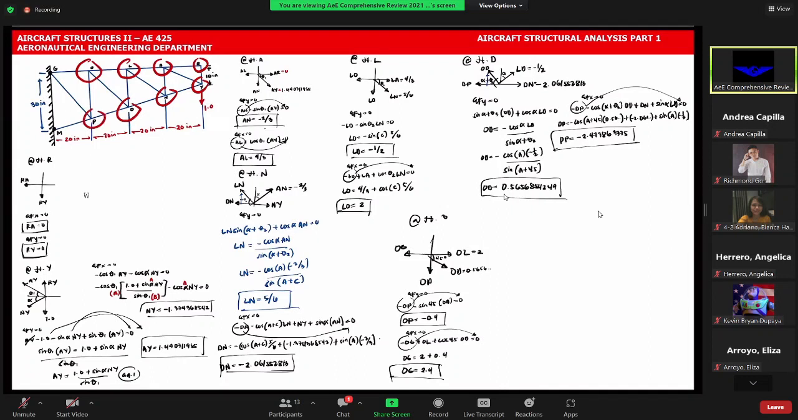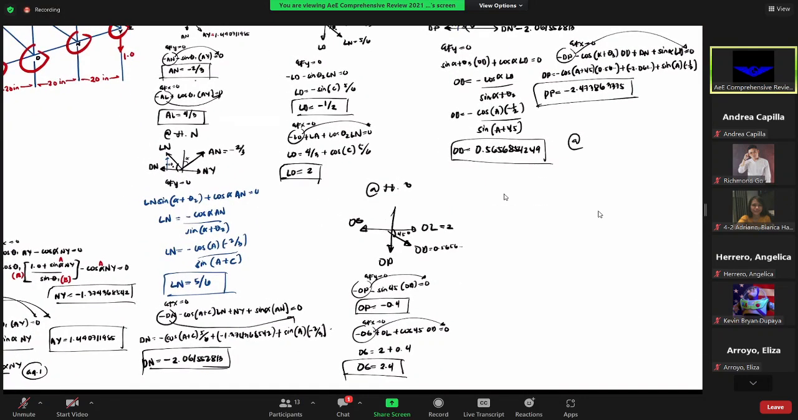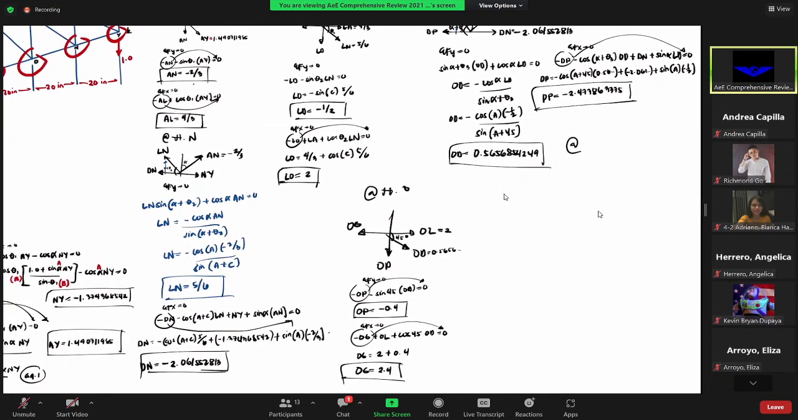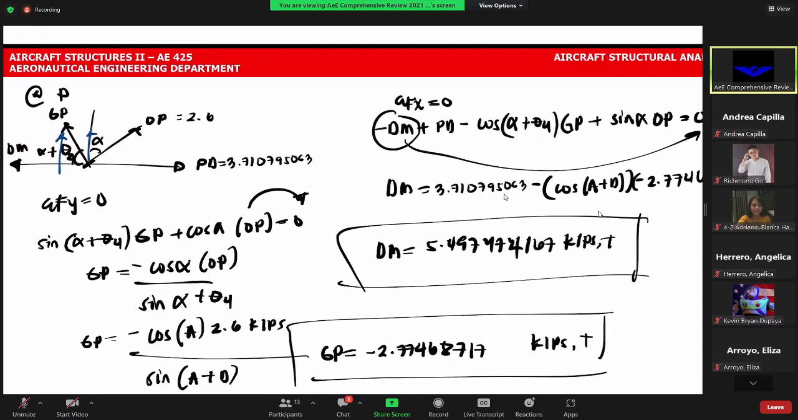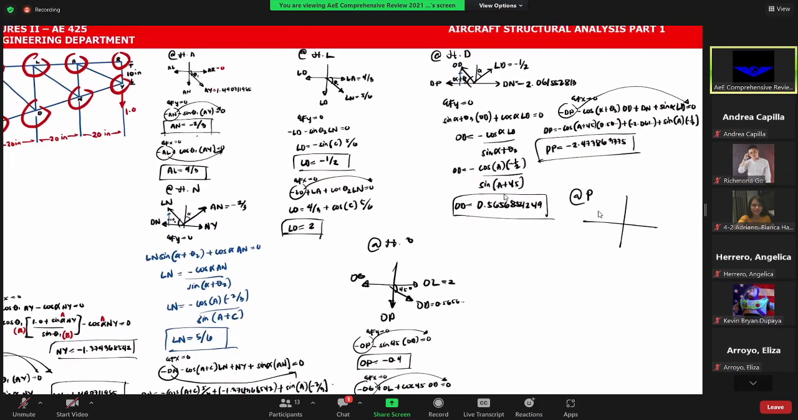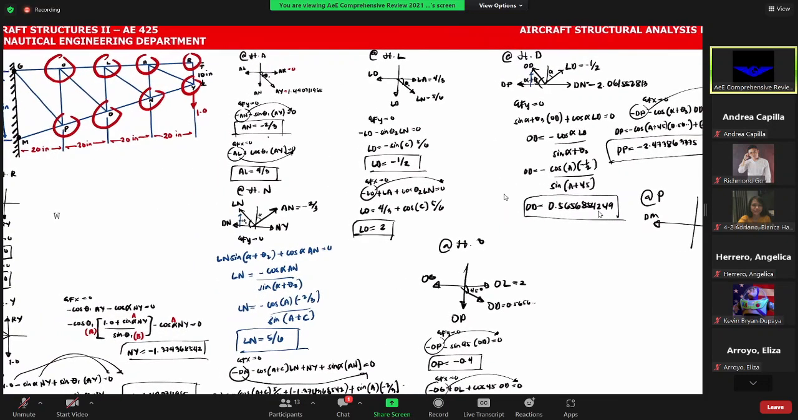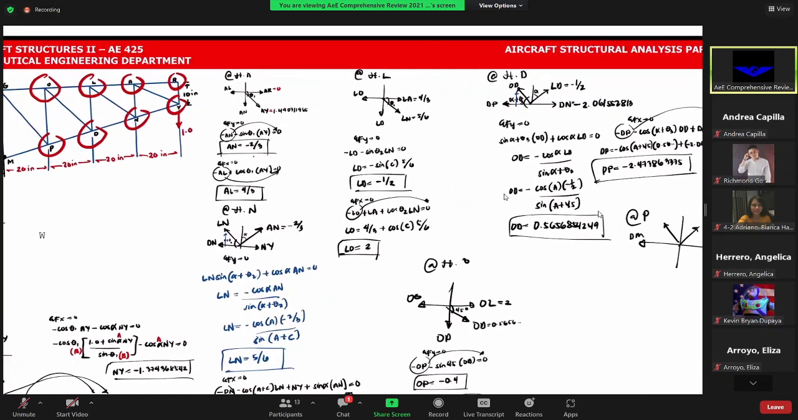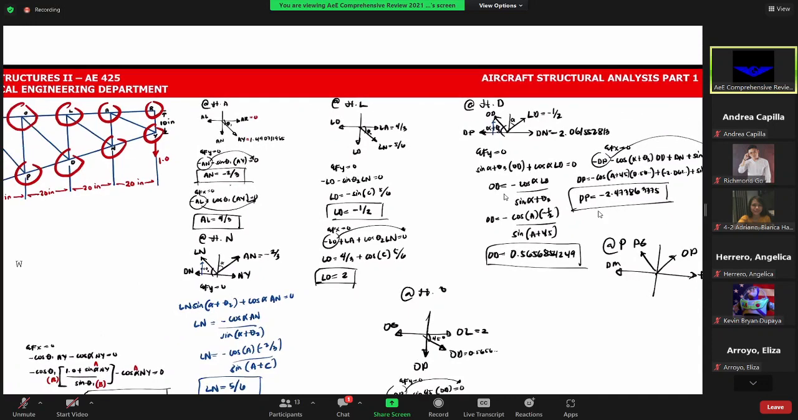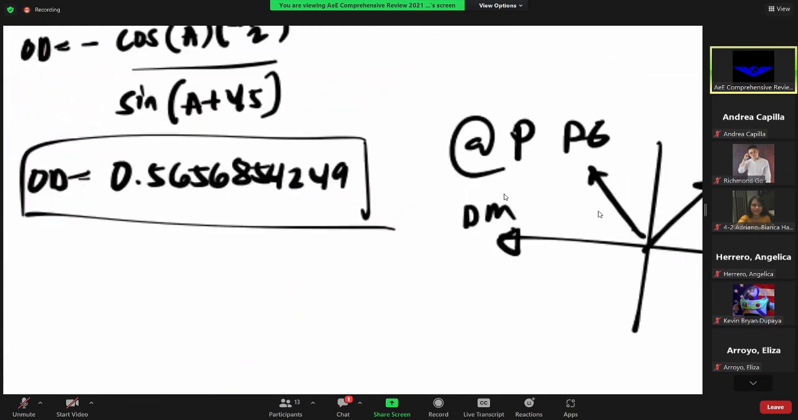Okay? Next is last member, P. So again, nag-rotating axis tayo. Therefore, rotated axis din yung gagawin natin sa joint P. So at joint P, rotated axis, pwede naman natin itong tingnan na lang. Meron tayong PM, PD, OP, this one is PG. Tama? Okay. So, nakita natin, this is alpha plus theta sub 4.